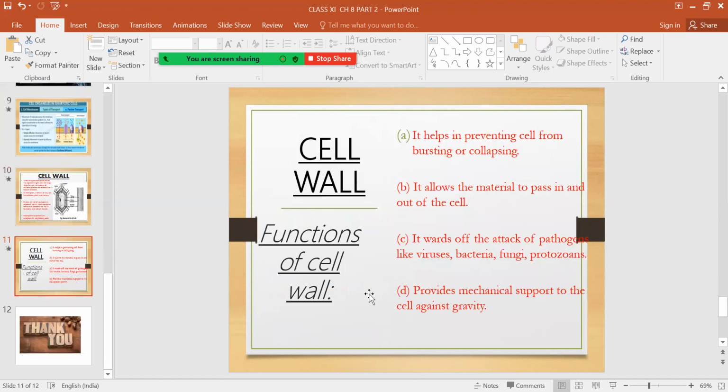What are the functions of the cell wall? It helps in preventing the cell from bursting or collapsing. It allows the material to pass in and out of the cell. It protects the cell from the attack of pathogens like virus, bacteria, fungi, protozoa. And it also provides mechanical support for the cell against the graft.